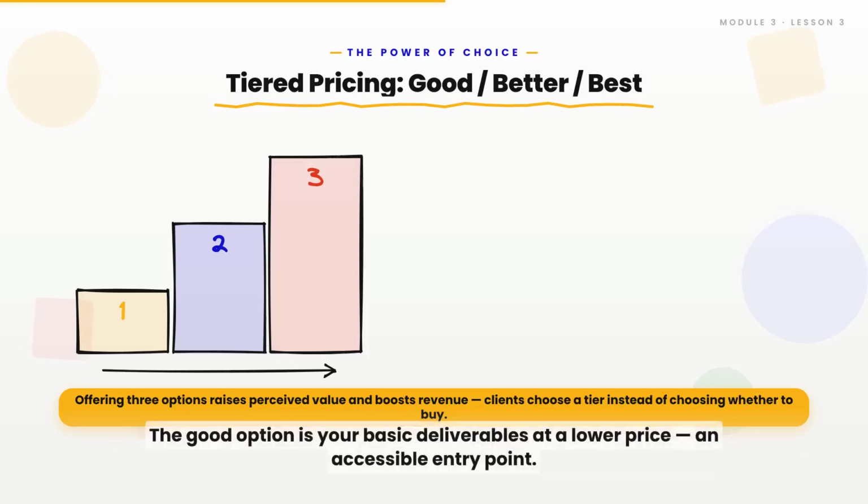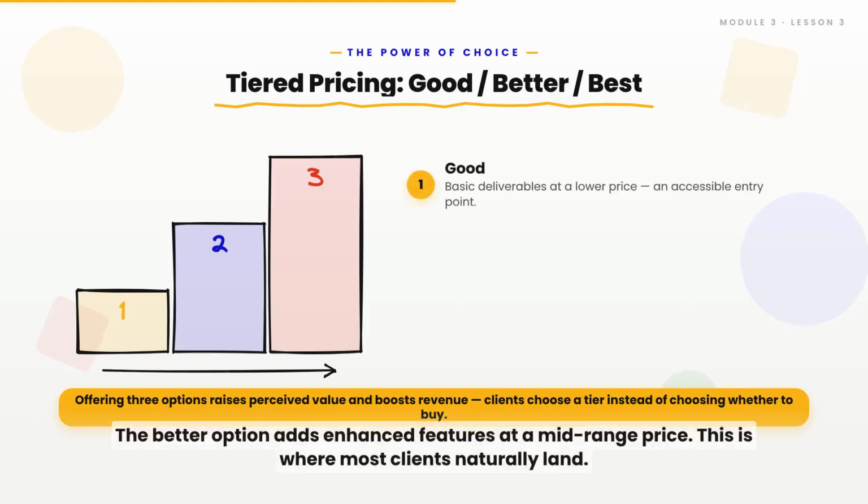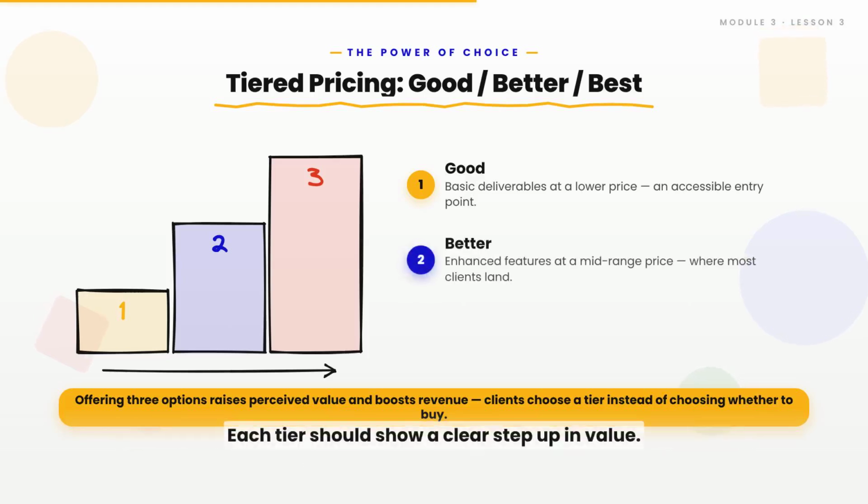The good option is your basic deliverables at a lower price, an accessible entry point. The better option adds enhanced features at a mid-range price. This is where most clients naturally land. And the best option is your premium service, at your highest price, for clients who want everything. Each tier should show a clear step up in value.